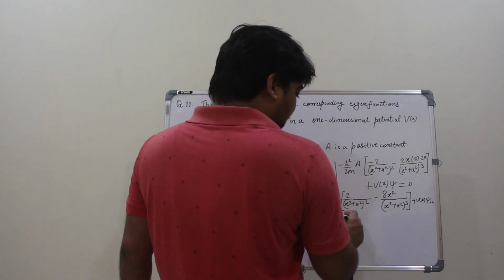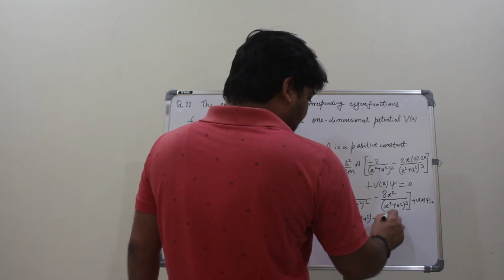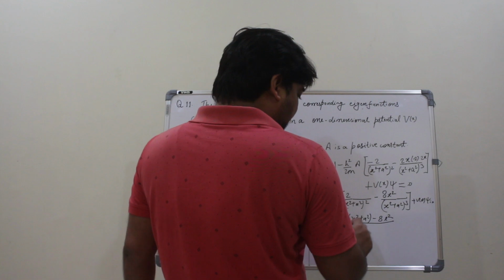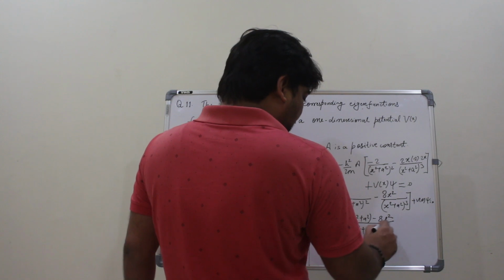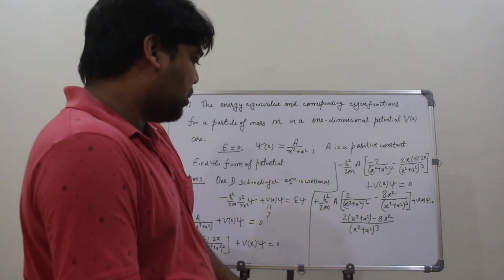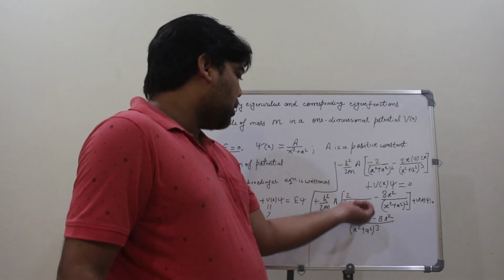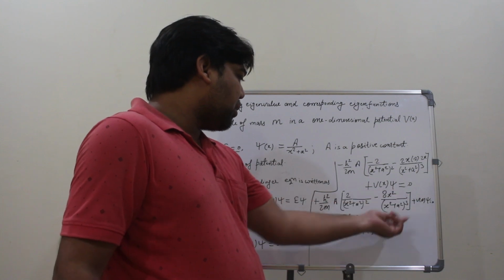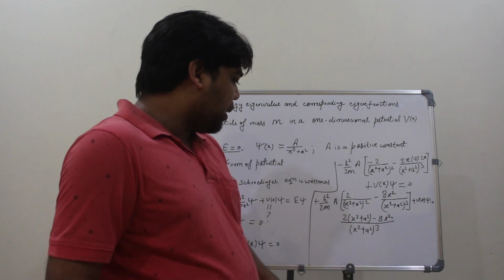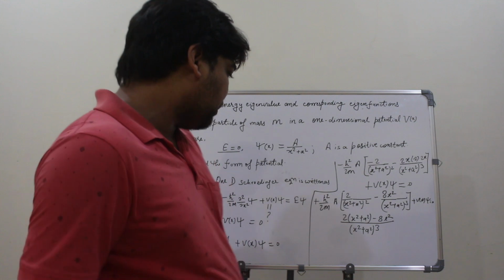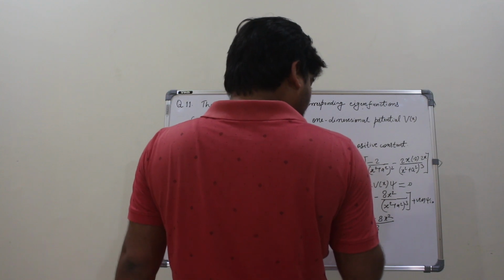Now you simply multiply: 2(x² + a²) minus 8x² divided by (x² + a²)³, right? You take the LCM as (x² + a²)³, this divides, leaving you with 2 multiplied by this, and this divided by this, giving you this term. So 2x² minus x² is 6x², right? Plus 2a² divided by, right?